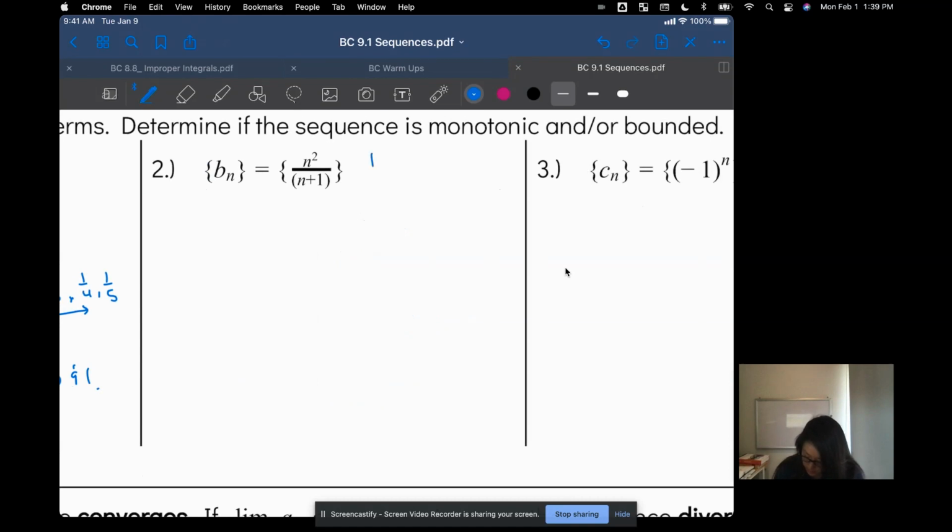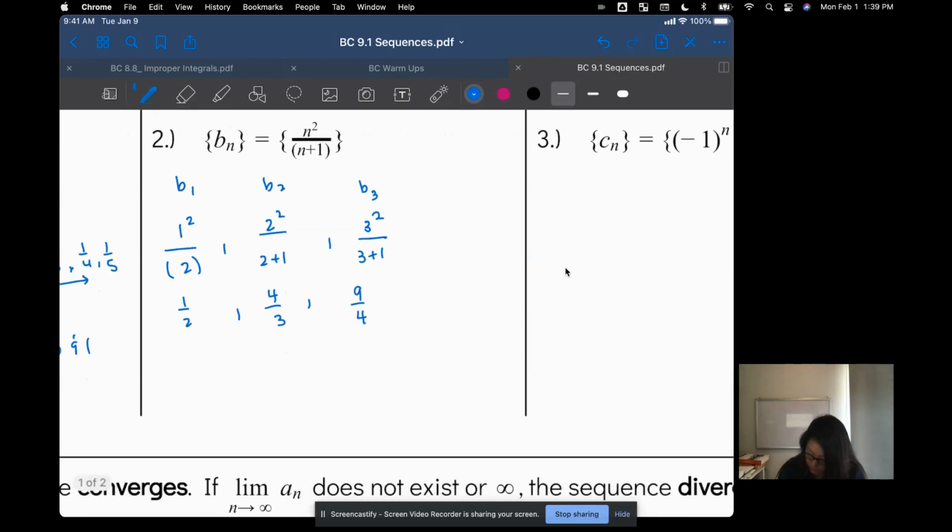All right, second example. Actually, I'm just going to write them as a list. B sub 1 is 1 squared over 1 plus 1, which gives me 1 half. B sub 2 is 2 squared over 2 plus 1, which gives me 4 over 3. And B sub 3 is 3 squared over 3 plus 1, which gives me 9 over 4. So the sequence is monotonic because it is increasing, but it is not bounded. It is going to basically increase without bound. So it can increase, but then not have a cap on the top.